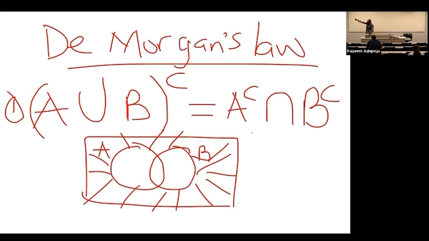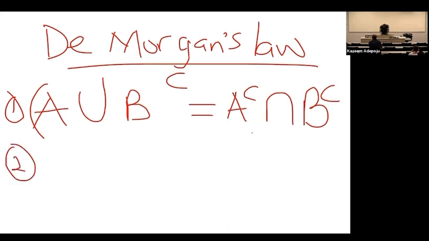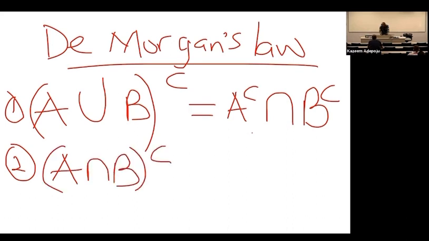Now, when you get the complement of the union, put the answer on one side. Now go to the right-hand side of the equation. You have a set A, you have a set B. Get the complement of set A, get the complement of set B, then do the intersection between them. They're basically going to give you the same result. That is what De Morgan proved. Now, we're talking about two sets. The number 2 is, if I have the complement of A intersection B, it is the same thing as A complement union B complement.